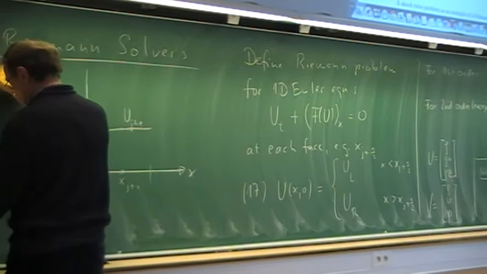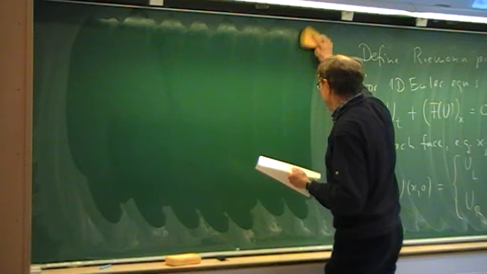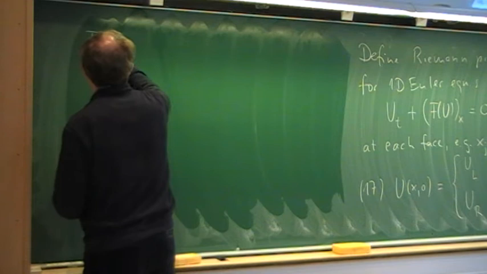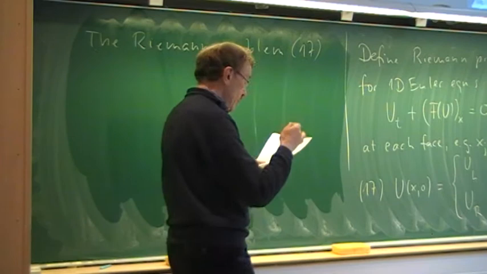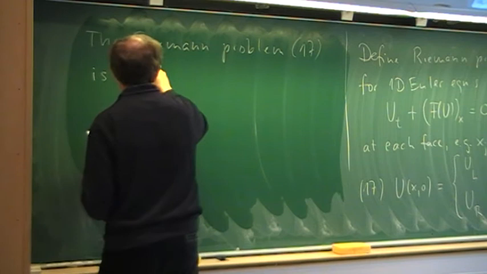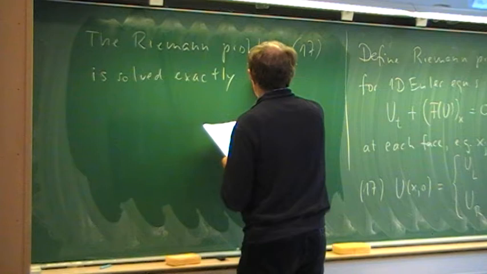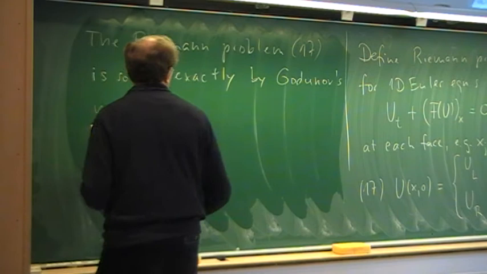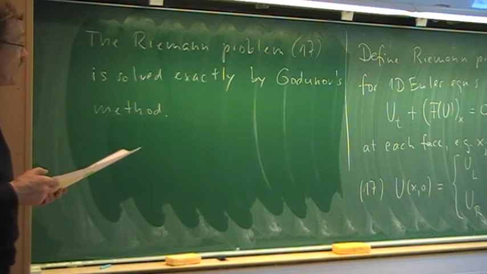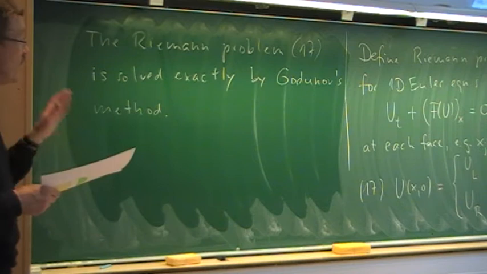So let us see. The Riemann problem that we get at each face, the Euler equations with this piecewise initial condition that we just discussed, is solved exactly by Godunov's method. That was Godunov's main idea, and that is the same as we discussed for the scalar conservation laws. That was the same idea there. The scalar conservation laws with this piecewise initial condition are solved exactly. Here it is the Euler equations.